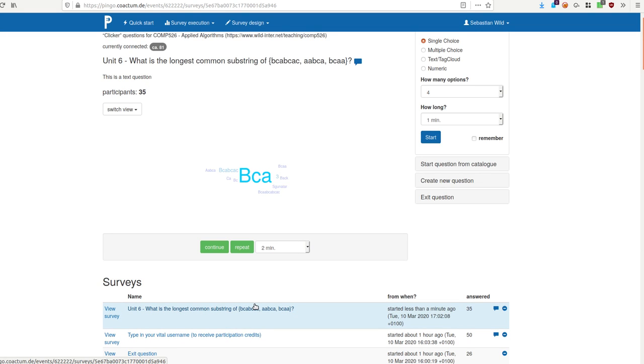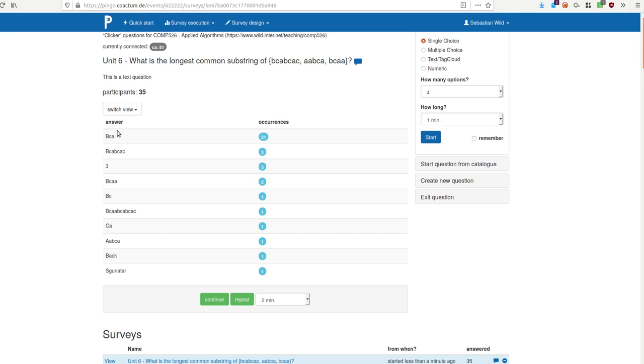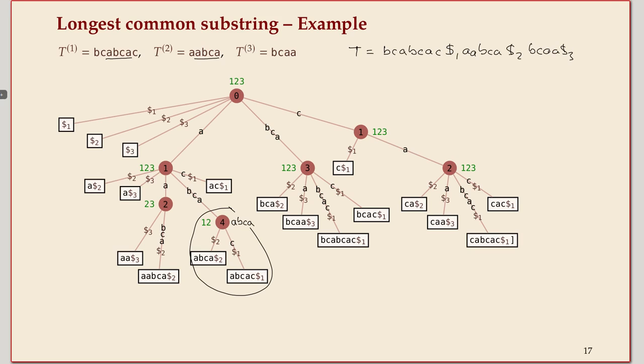Okay, that looks good. I think the table is more helpful than this. A variety of answers. And well, okay, I think the system capitalizes all the answers. So BCA is the right answer, which is exactly this node.